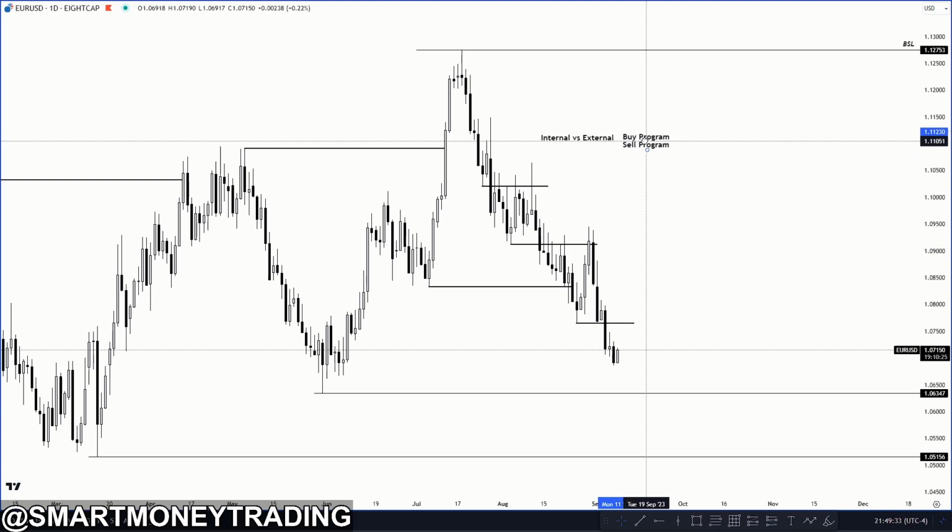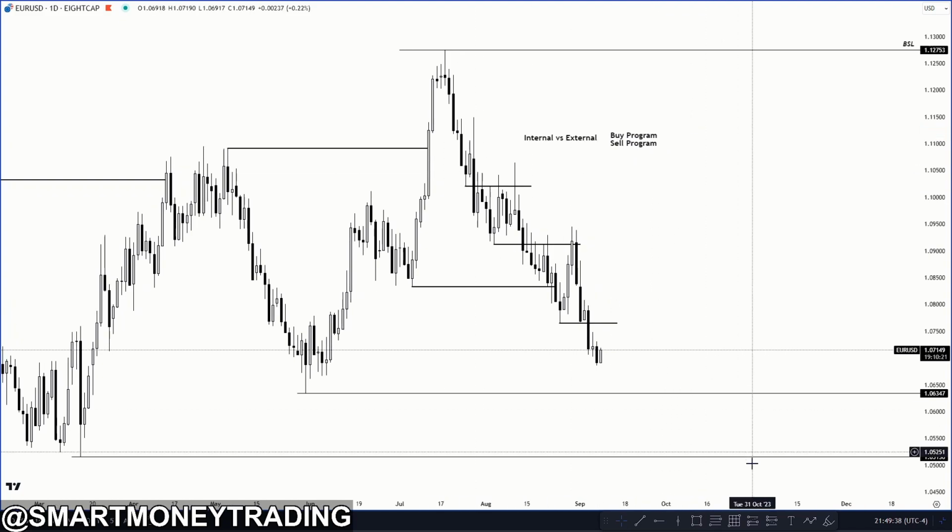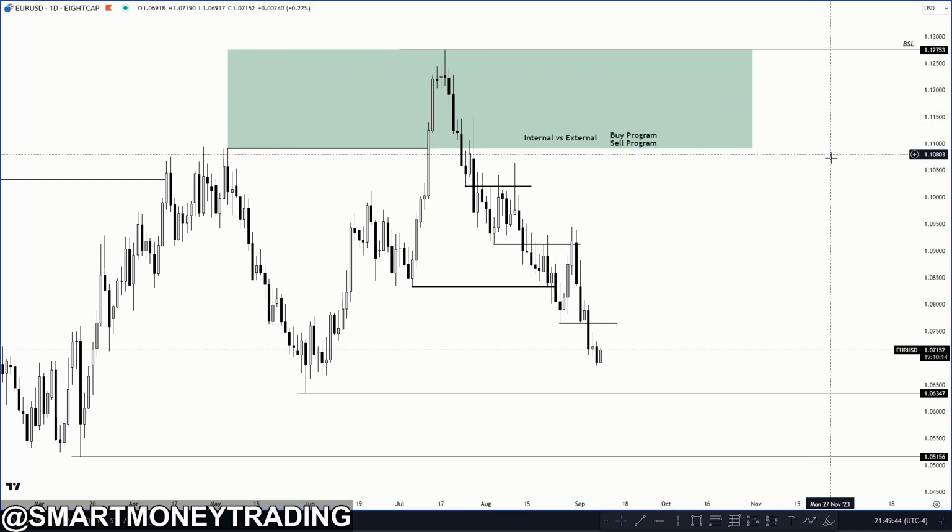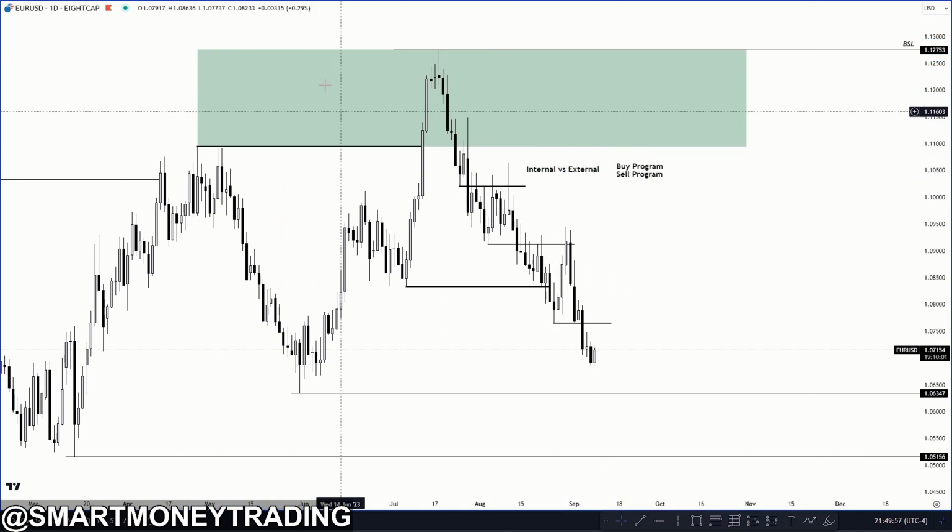You're gonna have to follow institutional sponsorship. This is another thing. As soon as you see this, everything above this right here was a stop hunt. That was all a stop hunt for this level right here. Actually, everything inside of that was a stop hunt.